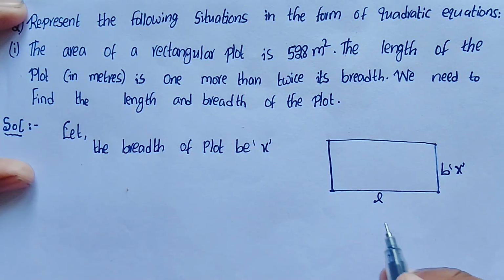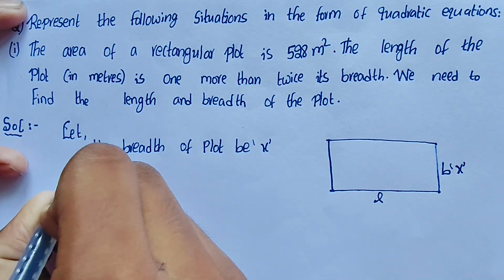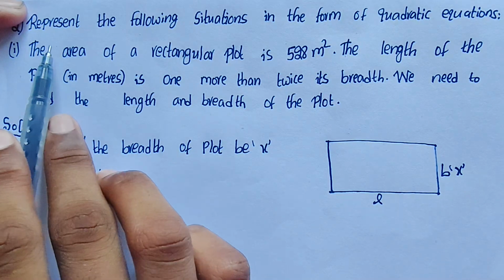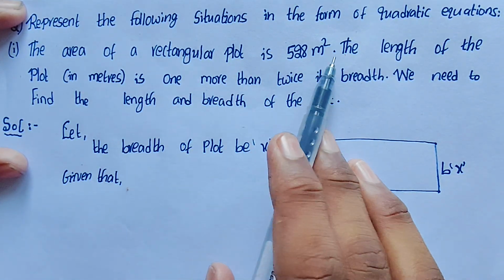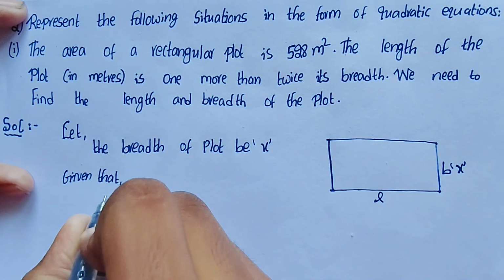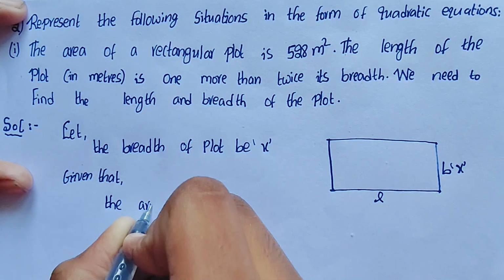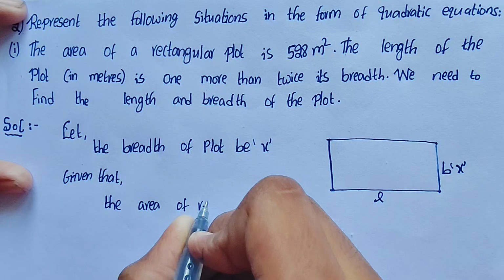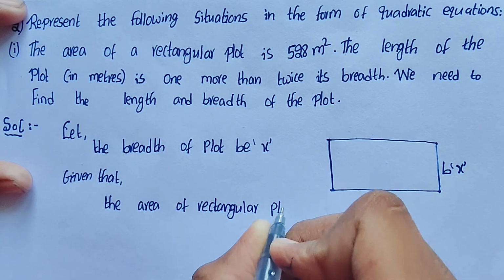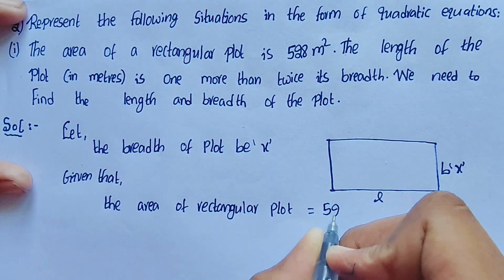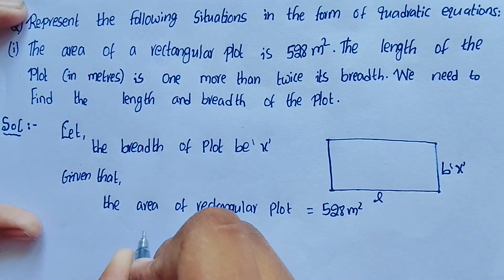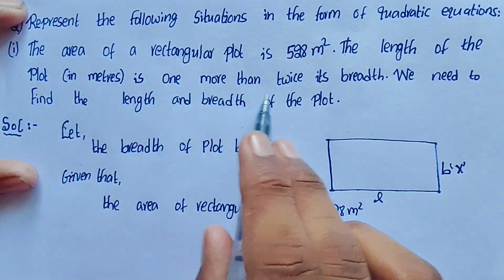So after that, what did he give? The area of the rectangular plot is 528 meters square and the length of the plot is one more than twice its breadth. So the area of the rectangular plot equals 528 meters square. He gave the area of this plot as 528 meters square. Now he also gave that the length of the plot is one more than twice its breadth.